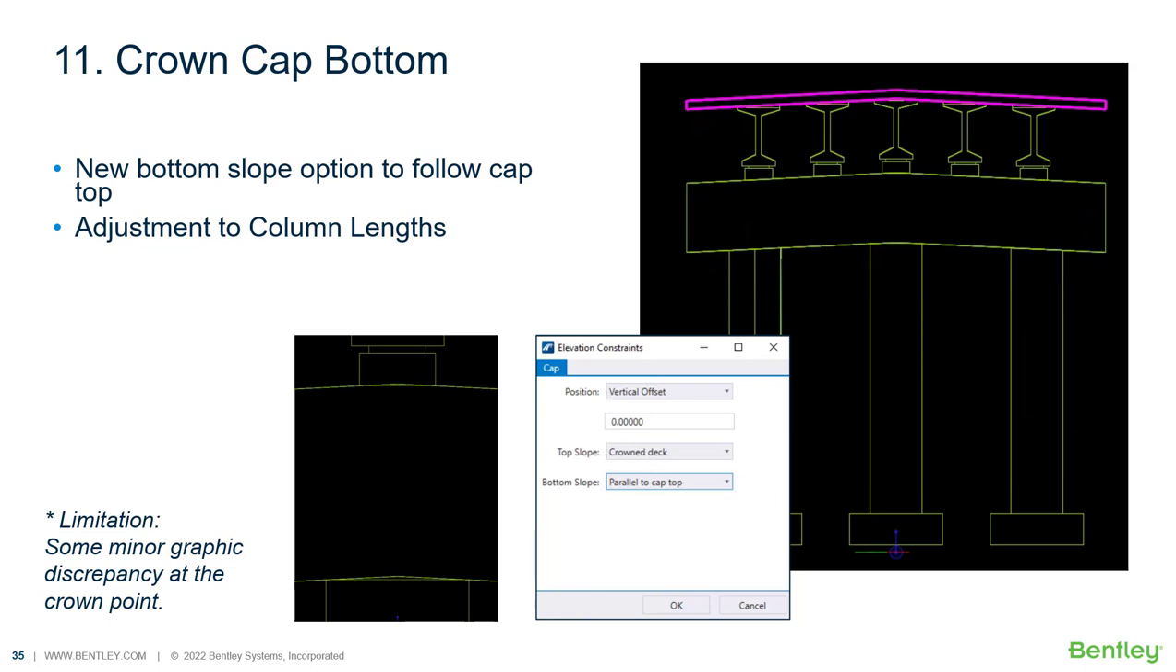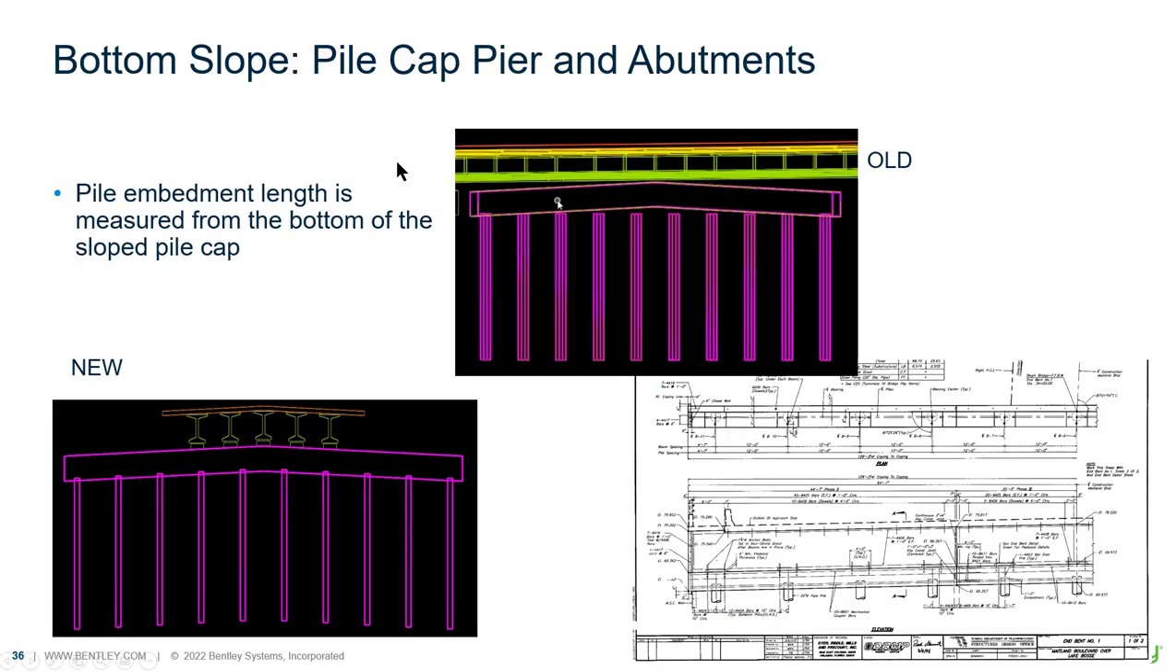The next one we have is the crown cap. Crown cap bottom now is sloped and it does follow the top as well. So again, for pile cap and pier abutments, it does the same thing now. And for the piles, the embedment length is measured from the bottom of the pile cap.